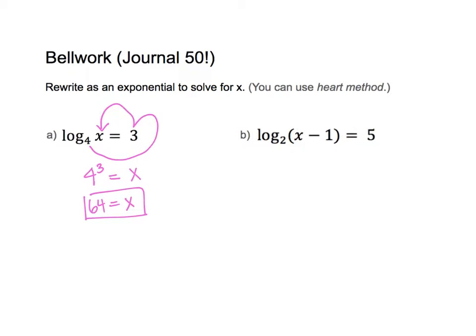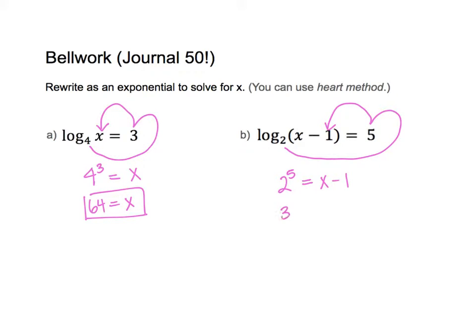So I'm going to start with my base, which is a 2. And I'm going to go to 5. So this is 2 to the 5th power. And then if I complete my heart, I land on this x minus 1. So this equals x minus 1. To get this x by itself, maybe simplify this part. So 2 to the 5th power, that's like multiplying 2 5 times. I know 2 to the third power is 8. 8 times 2 gives me 16. 16 times 2 gives me 32.